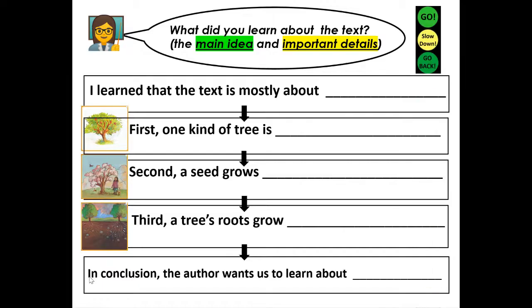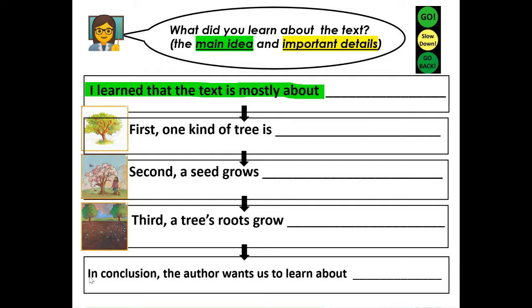And you're going to answer this question. What did you learn about the text, the main idea, and important details? So I'm going to give you the main idea, and you're going to write 3 important details that support the main idea. So I learned that the text is mostly about, what is the main idea of the text?